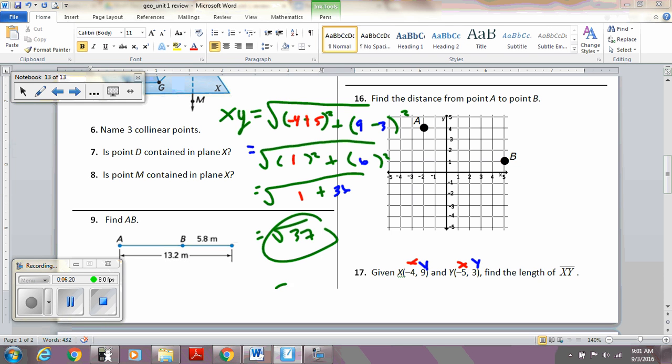So approximately 6.08. Both are great answers. Either leave it as the square root of 37 or approximate it to 6.08.